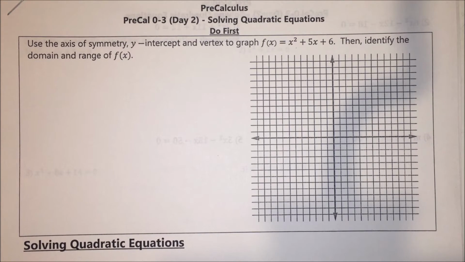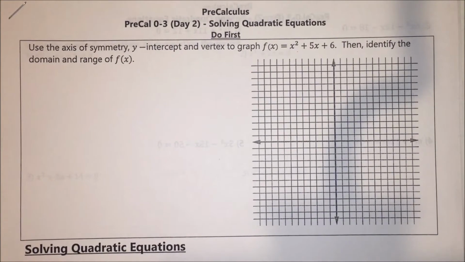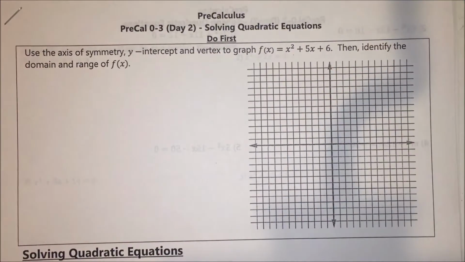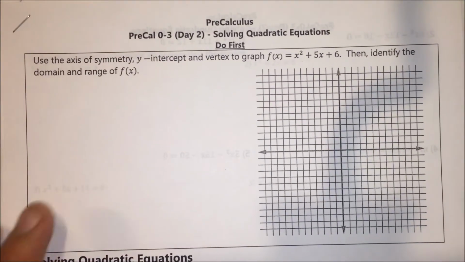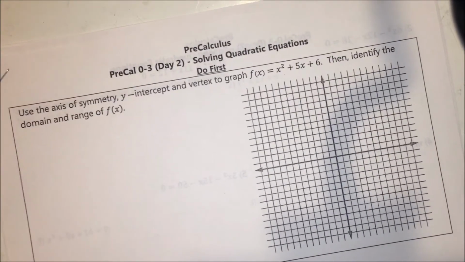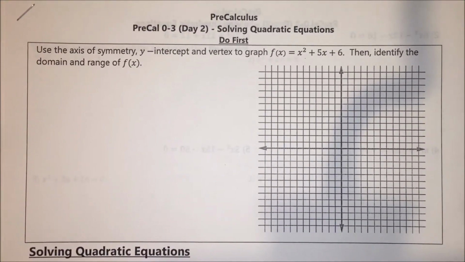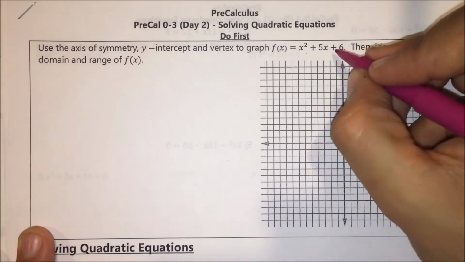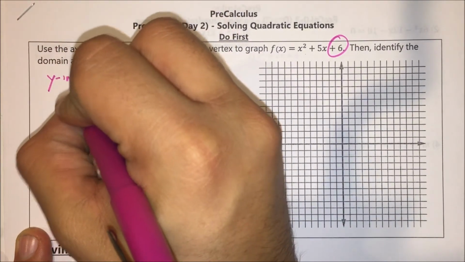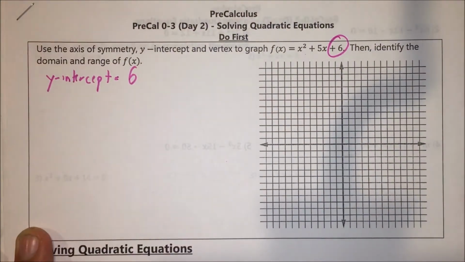So what we're going to do here is first things first. Remember, the easiest thing to get initially is the y-intercept. Remember, all you have to do to get the y-intercept is to... camera's kind of messing up here. Okay, sorry about that. The best way to get the y-intercept is just to look at the last number. So again, the y-intercept, we just say that that is 6.